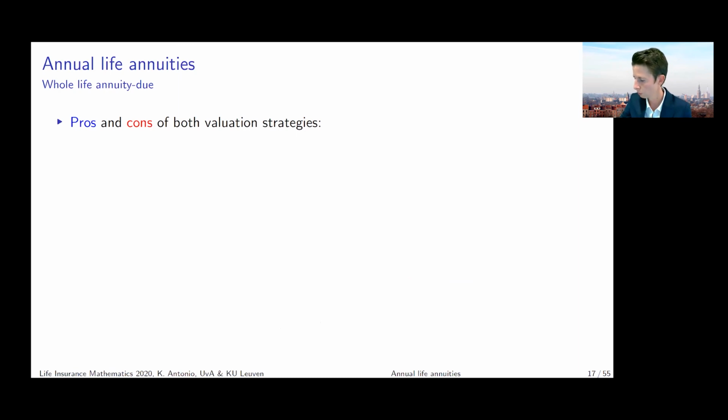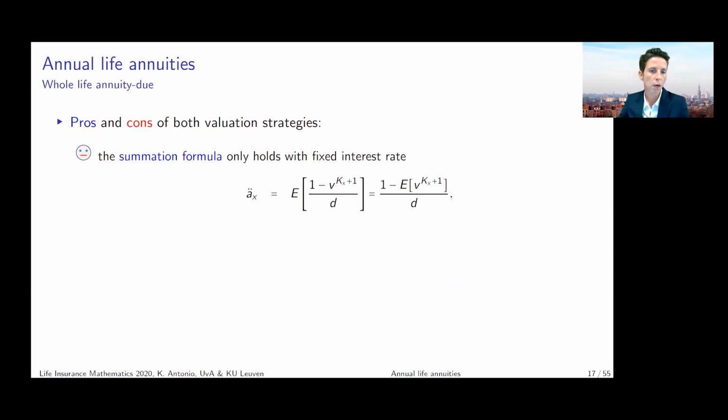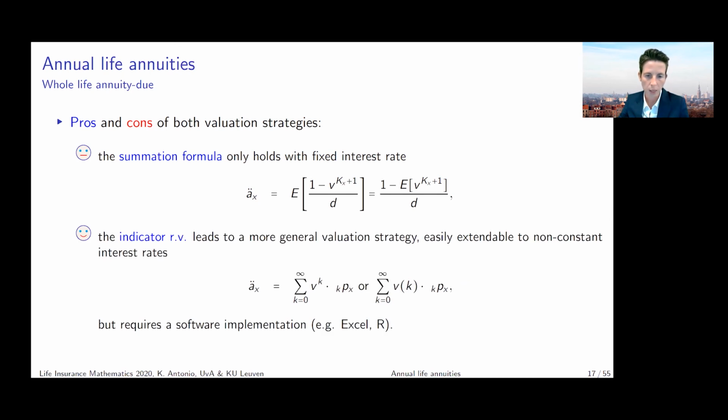Some pros and cons of the two valuation strategies that I mentioned here. The summation formula only holds with a fixed interest, as we elaborated on. The indicator random variable gives me a more general valuation strategy that is easily extendable to a non-constant interest rate setting. But of course, this would require a software implementation if I have this term structure of interest rates and if I want to be able to calculate this.